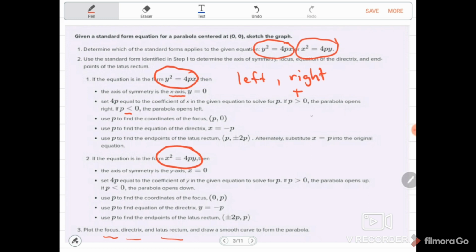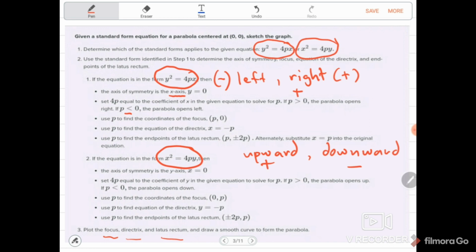Kapag positive daw si p, that is right. Kapag negative, that is left. The same as this. So, kapag upward, that is positive. Kapag downward, that is negative. Ito lang yung susundan natin.